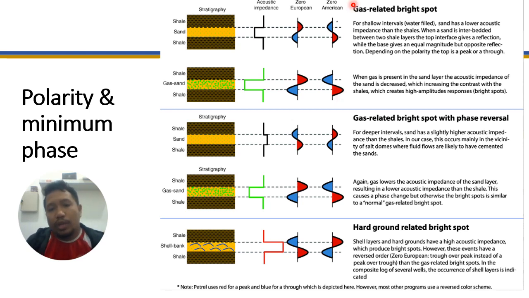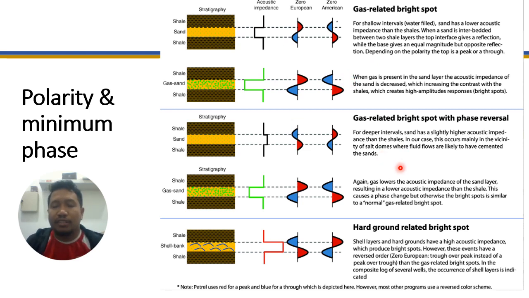So what happens when we have the same conditions in the deep subsurface? The gas related bright spot with phase reversal happens in the deep subsurface, where the sand reservoir will have slightly higher AI, if you look over here, due to better compaction and also cementation compared to the above scenario.